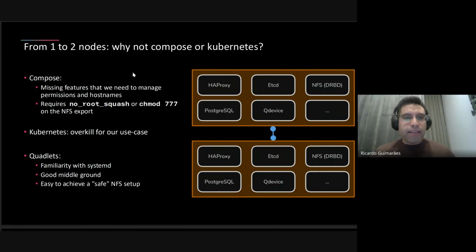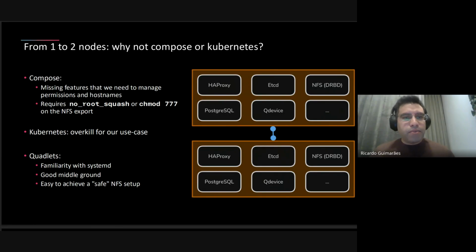Then we had a few alternatives. We could just try to do everything with Compose, and that's the first path that I took when trying to do this scaling procedure. The problem is that Docker Compose and Podman Compose were lacking some features that I needed to manage the host names, and I'm going to explain why that's important very soon. And also, we already had set up an NFS server with replication using DRBD, for those who are familiar with that.